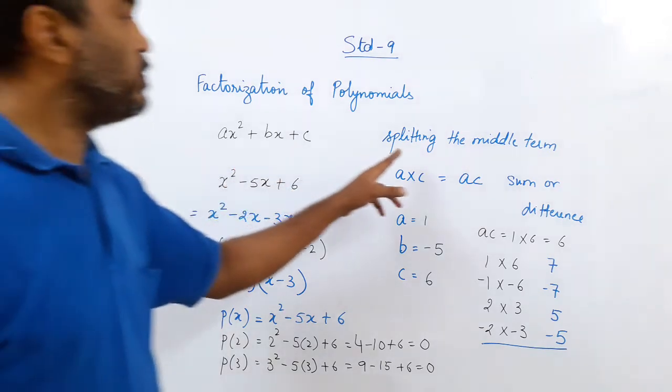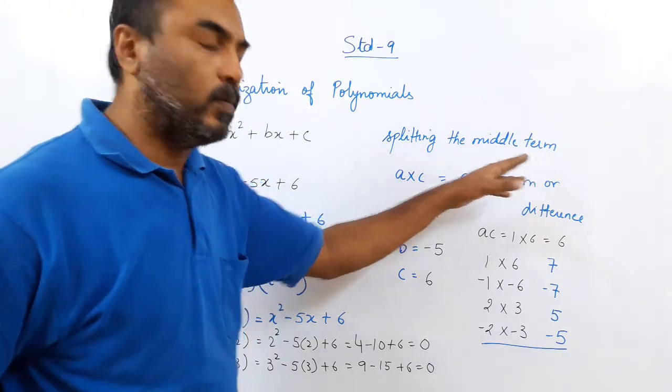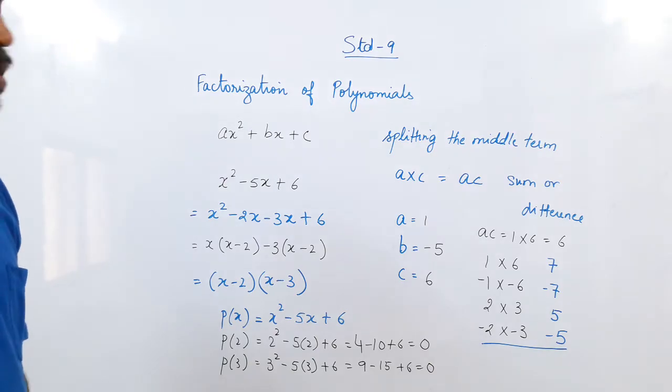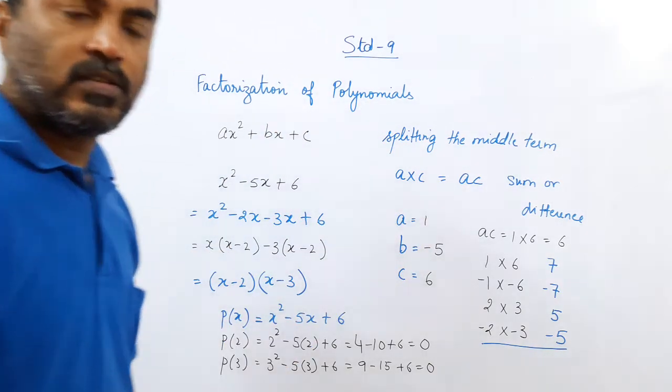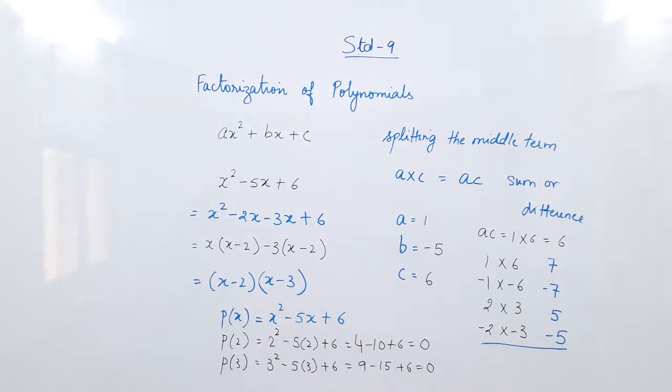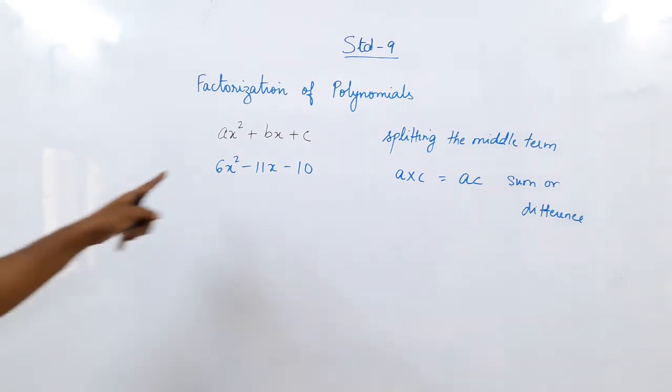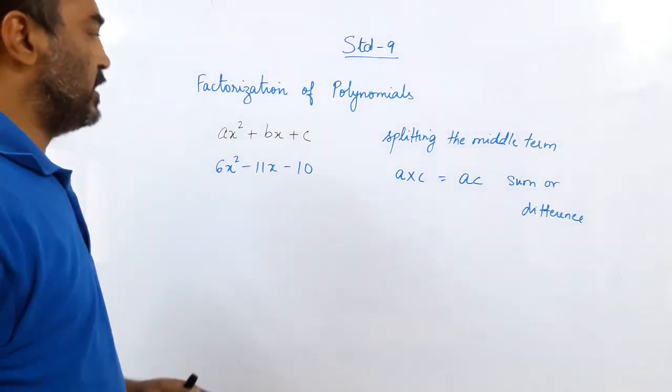So we have a direct method called splitting the middle term. So for quadratic equations, which method will be used? The method called splitting the middle term. So this is the method. So let us try one more sum to see how it works out. So I have taken one more sum, 6x square minus 11x minus 10.